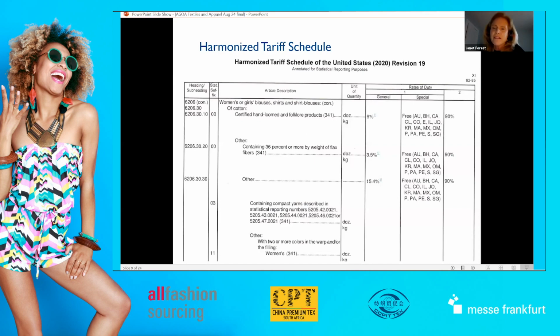Some products that are non-textiles will have a capital D in this special column, but that is not used for textiles and wearing apparel.